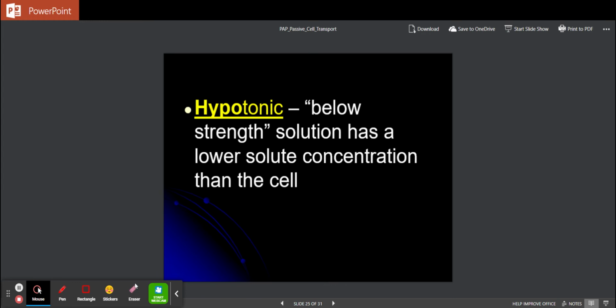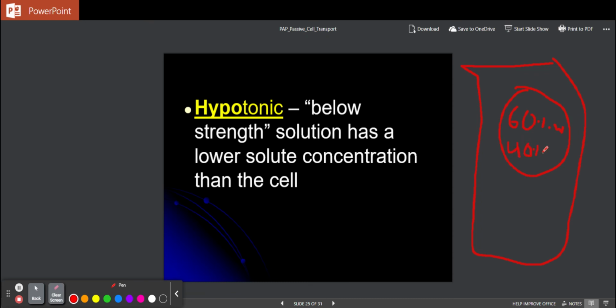All right, next, hypotonic, below strain. So the solute concentration is lower. Again, I'll have to do it bigger to show the solute concentrations. So let's use the same exact cell: 60% water, 40% solute. In this case, let's say this one has 70% water and 30% solute. So in this case, solute is lower, meaning it's hypotonic, and water is higher, so water would enter the cell.